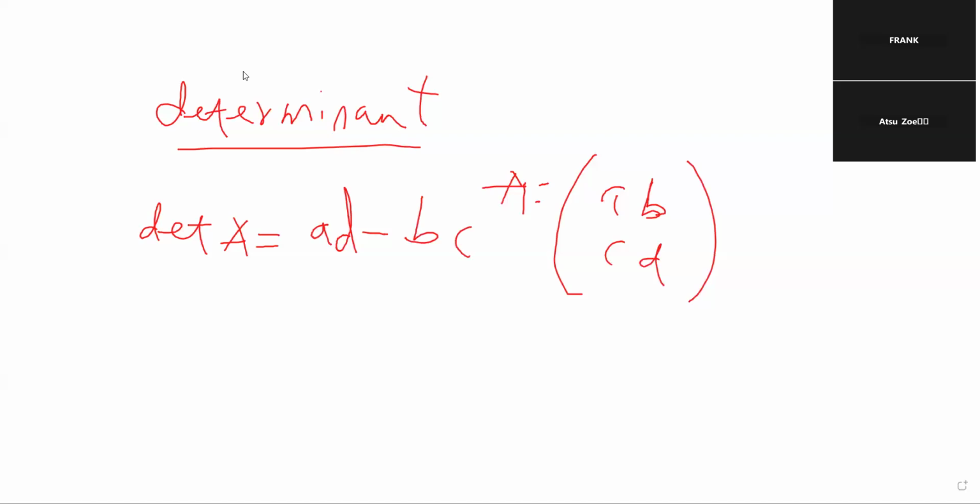So what are A and D? I'm saying they are the entries along the principal diagonal. So the entries along the principal diagonal minus the entries along the other diagonal. That is how to find the determinant of a 2 by 2 matrix.